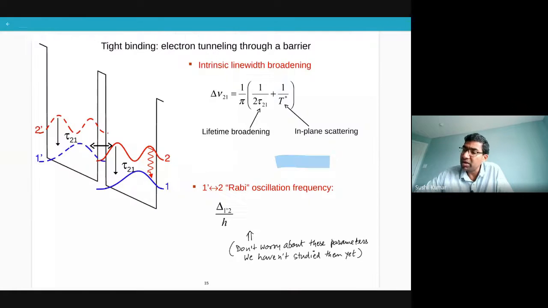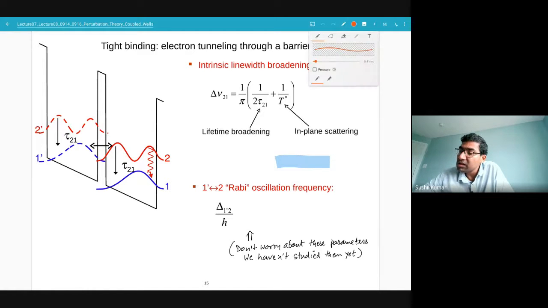Let me just bring this up. Don't worry about some of these parameters which define some of this transport. It's related to what I do. Just a minute. No questions?